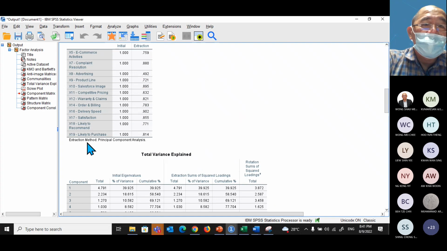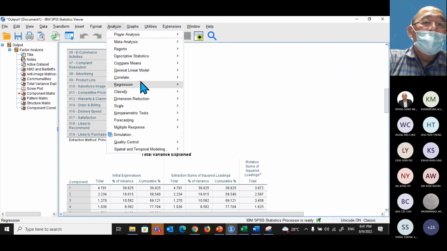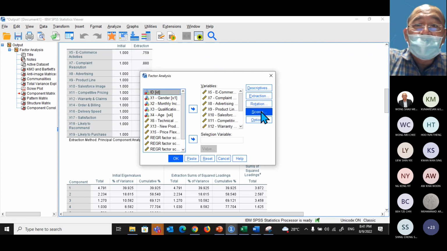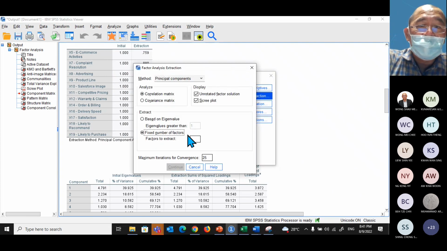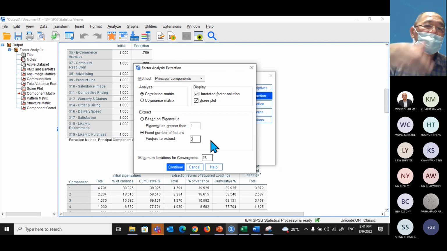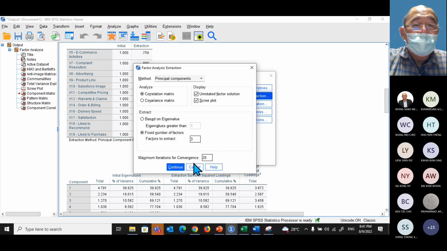Based on this output, we have 4 components. But now we try 1 more and 2 more: the first one is 3 factors, and another one is 5 factors. Then we can do some comparison. Now I put here 3, which informs the software I want only 3 factors, not more, not less. Then you compare the result.